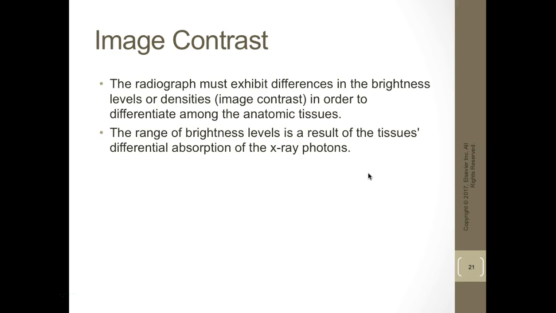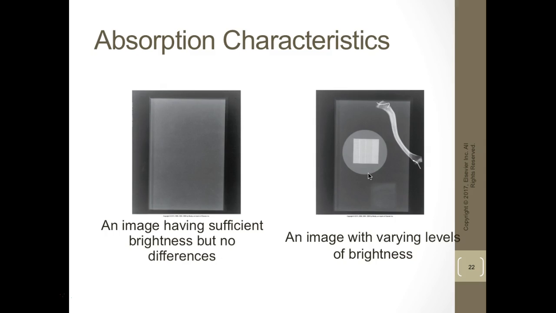Image contrast. The radiograph must exhibit differences in brightness levels or density, so image contrast, in order to differentiate among anatomical tissues. The range of brightness levels is a result of tissue differential absorption of the photons. As you can see on this image, we have sufficient brightness but no differences, so there's no contrast in that image. It's just one density. Here we have varying levels of brightness, so we have some contrast in the image.